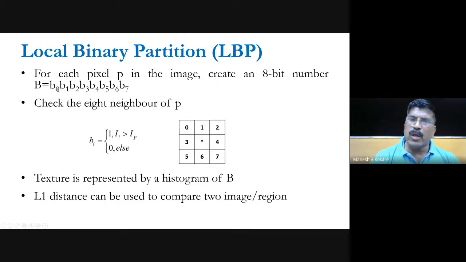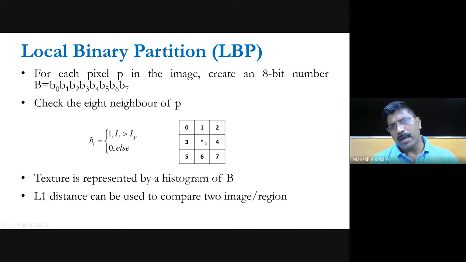Now what will be the B0 value? In binary, that value will be either 0 or 1. How is it decided whether B0 will be 0 or 1? You have to compare the intensity of the pixel under consideration, P, with the intensity of the neighbor. If the neighbor intensity I is greater than IP, then Bi will be assigned 1. For example, if P has intensity 5 and this neighbor is 0, is this greater? No, because the intensity of P is greater, so B0 will be equal to 0. Got it?